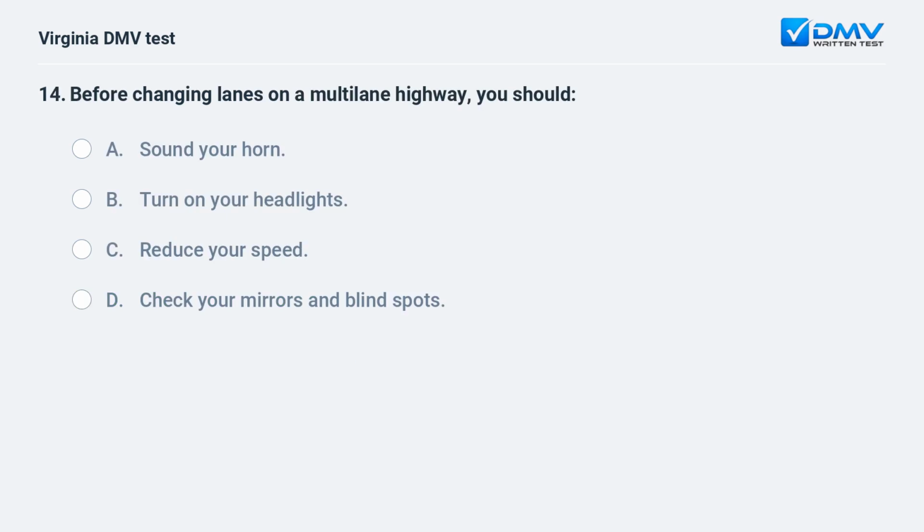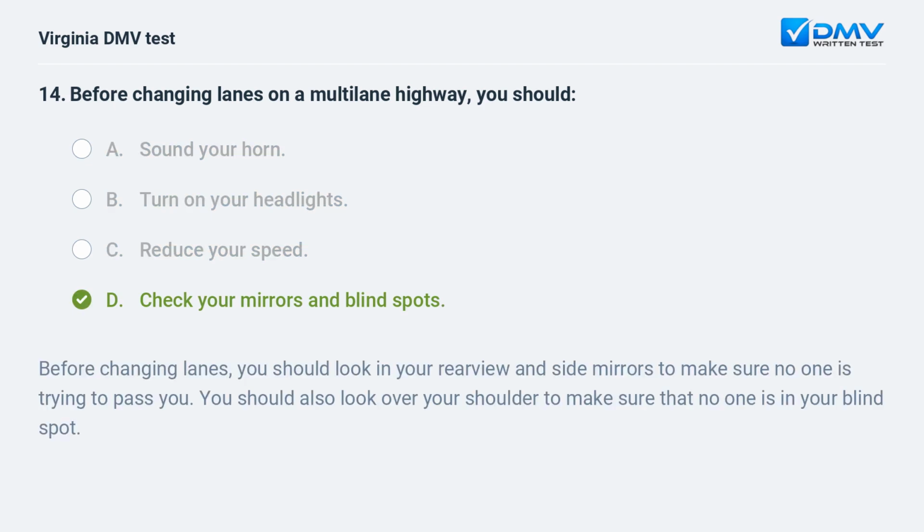Before changing lanes on a multi-lane highway, you should A. Sound your horn. B. Turn on your headlights. C. Reduce your speed. D. Check your mirrors and blind spots. D. Check your mirrors and blind spots. Before changing lanes, you should look in your rear view and side mirrors to make sure no one is trying to pass you. You should also look over your shoulder to make sure that no one is in your blind spot.